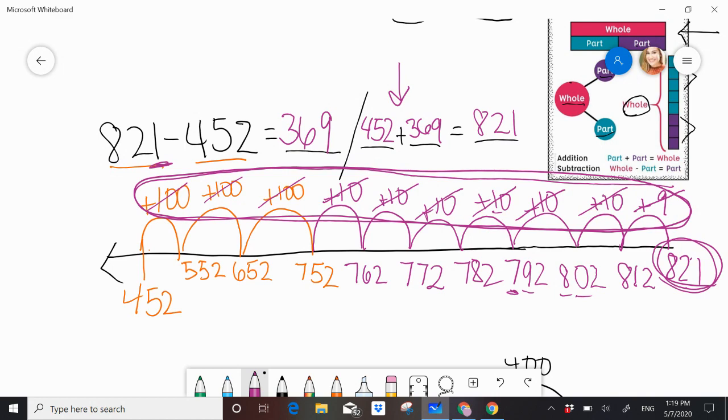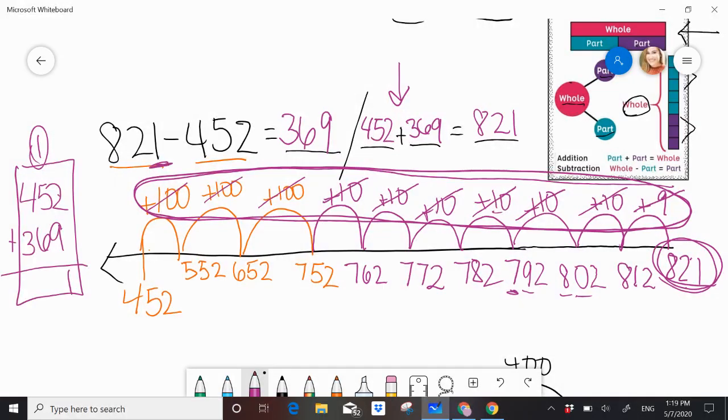I know 9 plus 2 equals 11. I put 1 down below. I can carry the 1, so I can do the math in my head just to quickly check, or I can do it off to the side, maybe over here, just to check. 452 plus 369. This is just me showing you that you can check your work. 9 plus 2 equals 11. 6 plus 5 equals 11. Plus 1 equals 12. 4 plus 3 equals 7. Plus 1 equals 8. So that is correct.